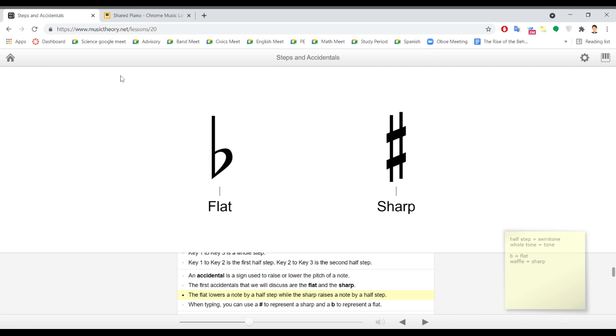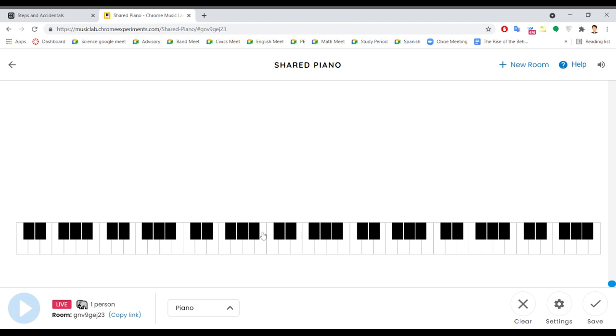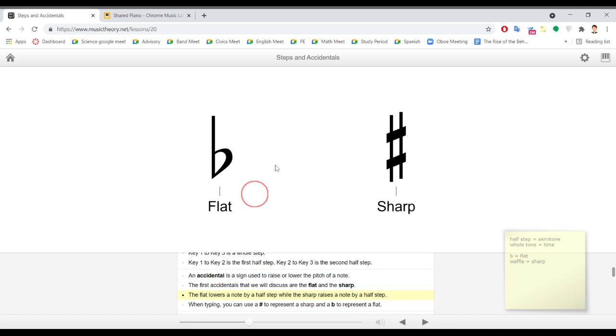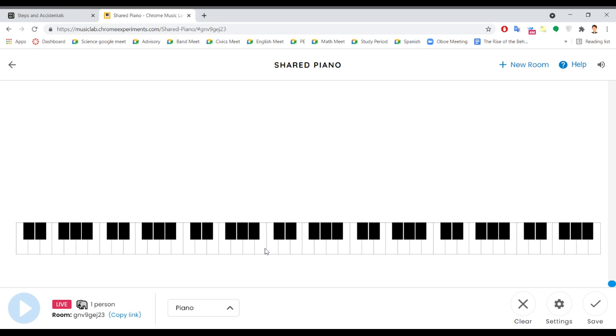So the flat, the B, you can call it a B or you can call it a flat, but most musicians call it a flat. The flat lowers a note by a half step. What I mean by lower is going to the left. So whenever they say down, that means to the left, and whenever they say up, that means to the right. So if you saw the letter C, and there's the flat sign next to it, that means they want you to lower it a half step to the left. So it would be B, not this key, this key.